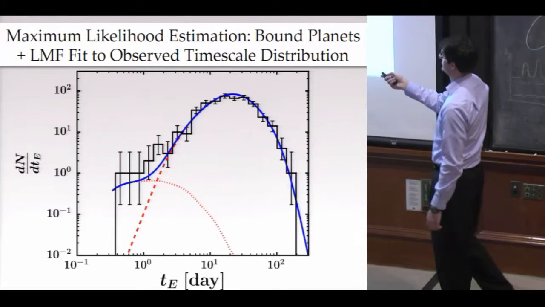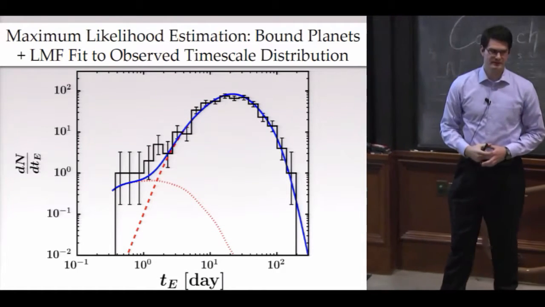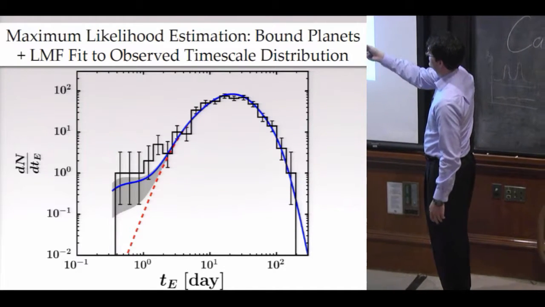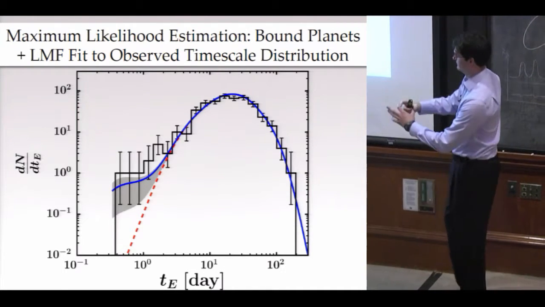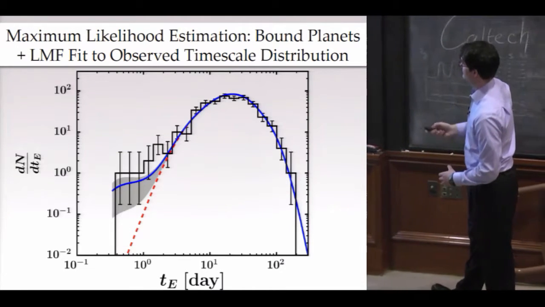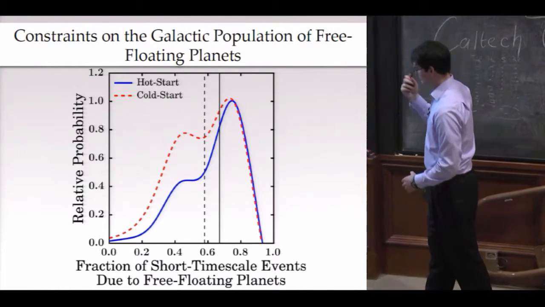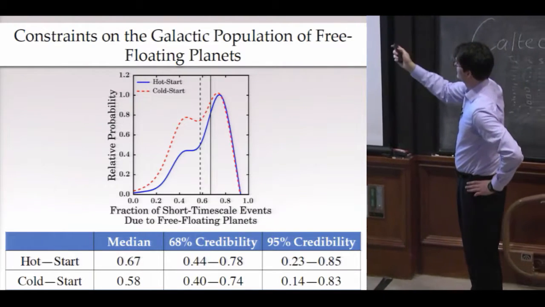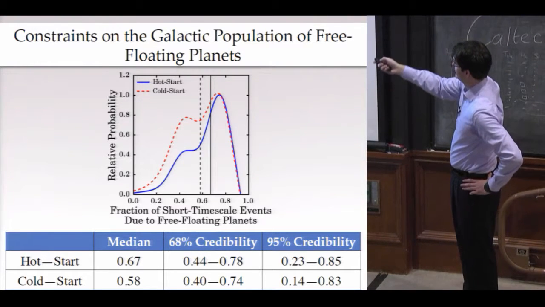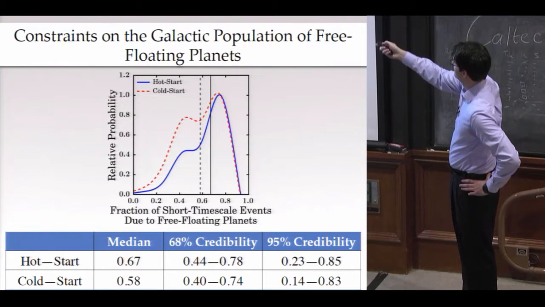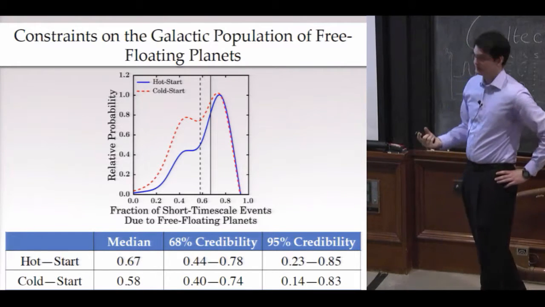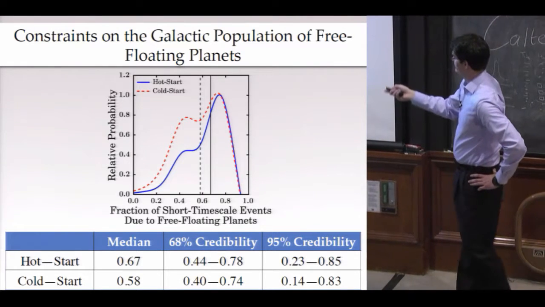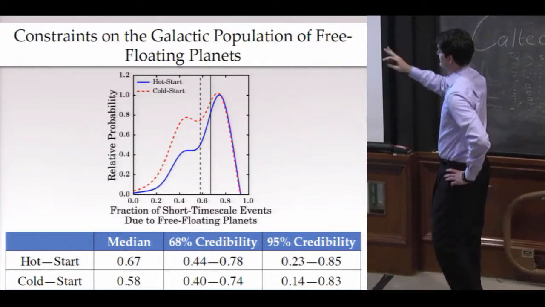And so this allows you to constrain the fraction of short timescale microlensing events that must be due to free-floating planets. Here I'm just showing the 68%, the maximum likelihood and 68% credibility fits to this observed distribution. And so here are our constraints on the fraction of short timescale events due to free-floating planets. For the hot start planet evolutionary models, we find a median of about 67% of the short timescale microlensing events must be due to free-floating planets. In the case of cold start, it's about 58%. And here you can see the 68 and 95% credibility intervals on this as well.